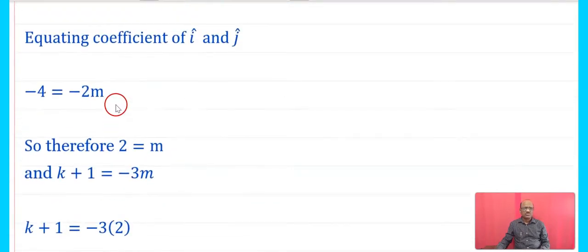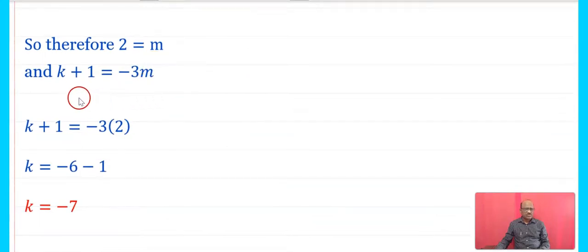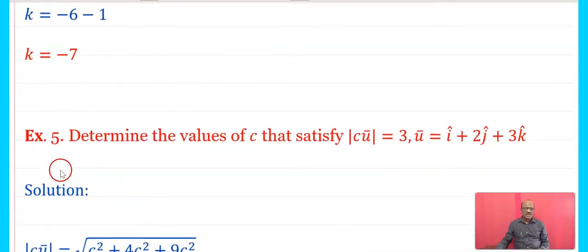Therefore m is equal to 2. Here m is equal to 2 and k plus 1 is equal to minus 3. Substitute the value of m as 2, and then you will get k plus 1 is equal to minus 3 into 2, that is minus 6. And therefore k is equal to minus 6 minus 1, and hence k is equal to minus 7.